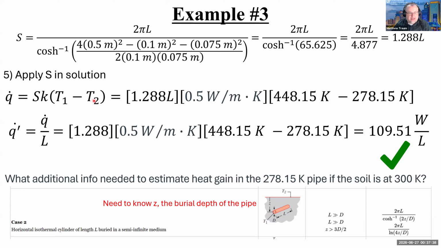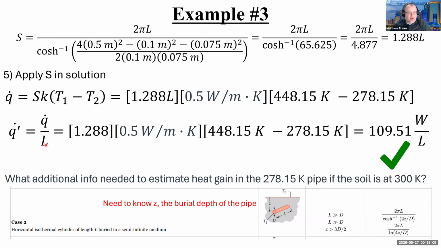Now, when I get to the next step, which is applying S into the solution, I've got S times K times delta T. I remember that S has L in it, and what I'm actually looking for is not heat transfer rate, but heat transfer rate per length of the buried pipes. And so I'm going to just divide both sides by L, right, which I can because it's sitting out here in the coefficient in the front.